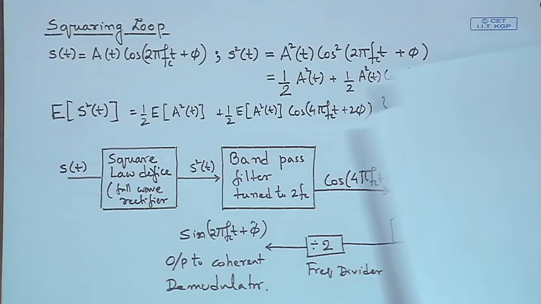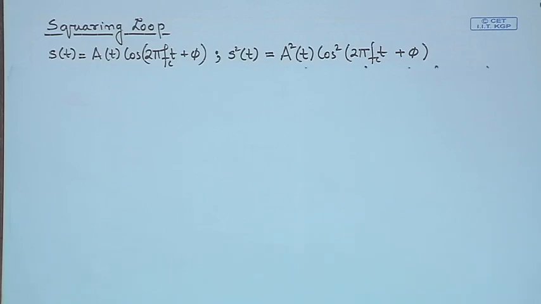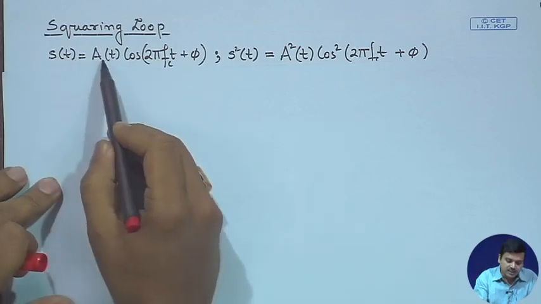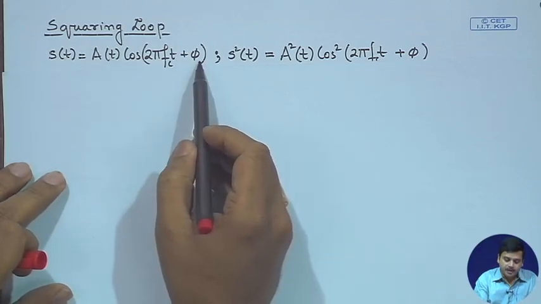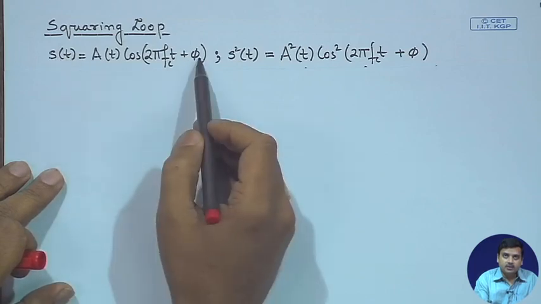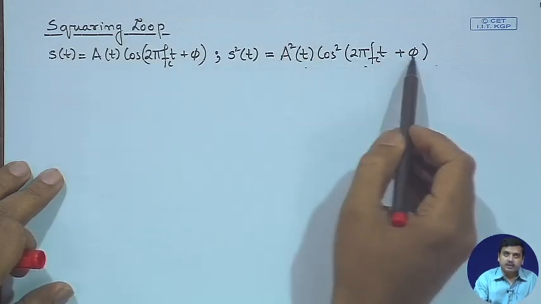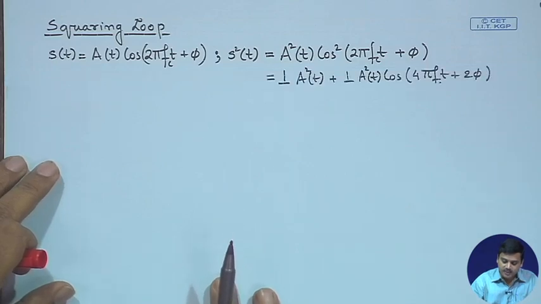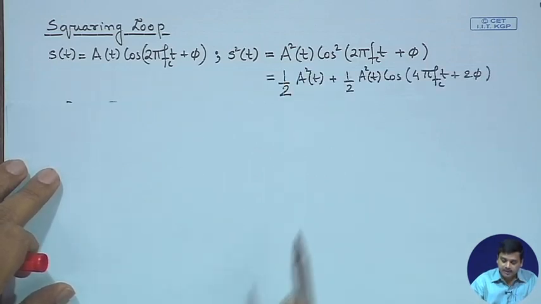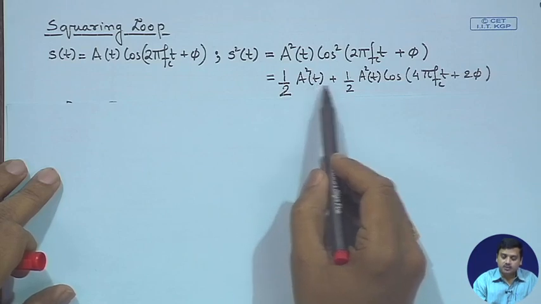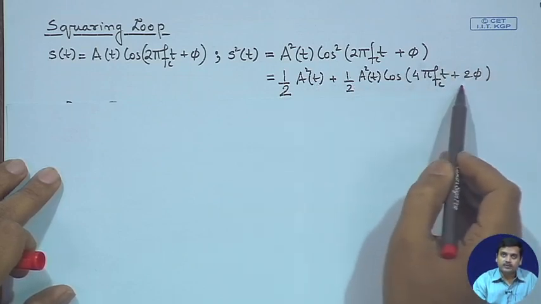Next we will go to the other important thing, which is very popular, the squaring loop. Many a times when you study digital communications or even analog communications, you would implement this in a typical lab exercise, even using discrete components. Let us say we have the signal s(t) = A(t) cos(2 pi f_c t + phi). The first step is squaring this. You are going to get A squared(t) cos squared(2 pi f_c t + phi). If you expand, you get half A(t) squared plus half A(t) squared cos(4 pi f_c t + 2 phi).